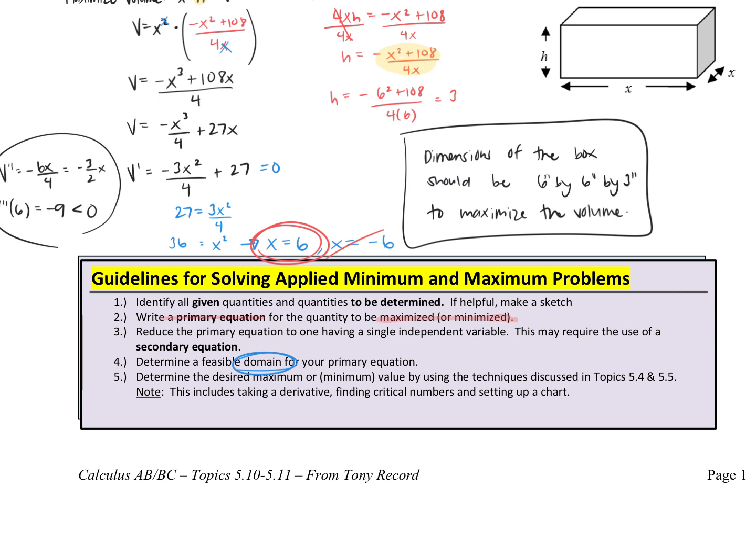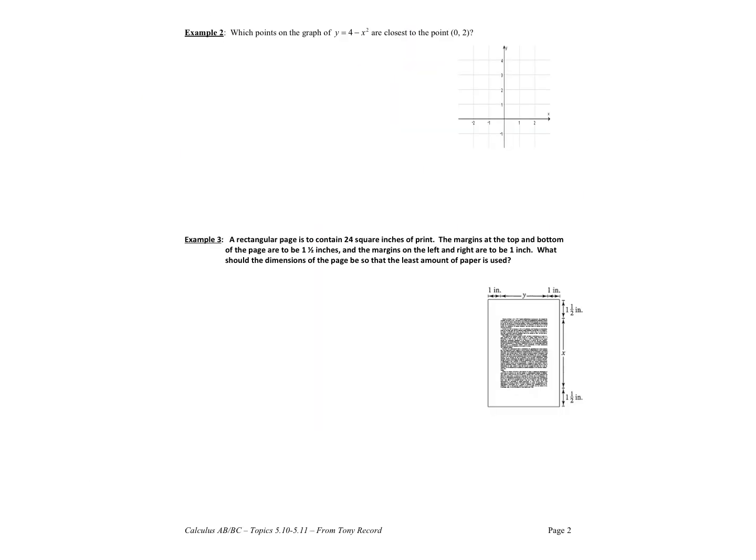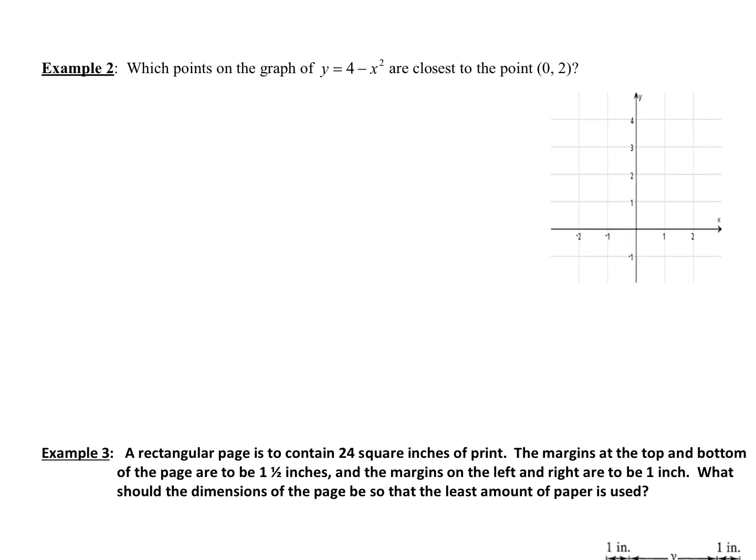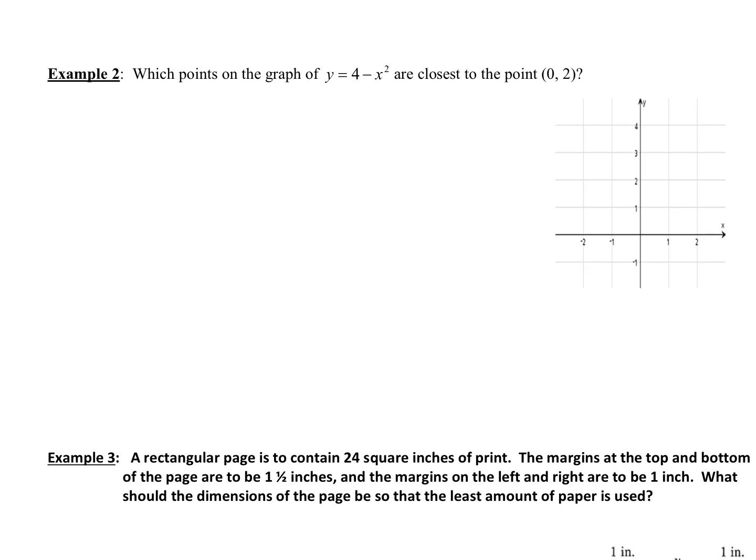All right, let's try another one. Example 2 here. We're looking at what points on the graph are closest to the point (0, 2). Okay, well, we're given a graph over there, but we don't have a picture or anything. So we need to go ahead and draw that picture. So y equals 4 minus x squared. What does that look like?